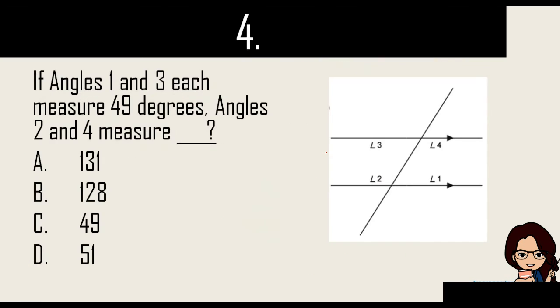Okay? Next. If angles 1 and 3 each measure 49 degrees, angles 2 and 4 measure what? There is a video, I'll put the link to that video up here, in which I talk about complementary and supplementary angles. Ganun yung gagamitin natin here. Kasi if you look at this, yung angle 1 and angle 3, so ito yon, yan daw sila ay 49.